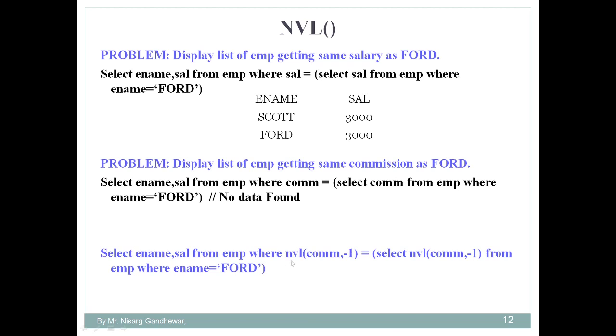So we just change this to NVL of commission comma -1 equals to select NVL of commission comma -1. So how will this query work? First of all, the inner query will be executed. Wherever you find the value of commission as null, it will be replaced by -1. Then we come out of the inner query and talk about the outer query. In the outer query, wherever you find the value of commission as null, it will be replaced by -1. So here -1 is compared with this -1.